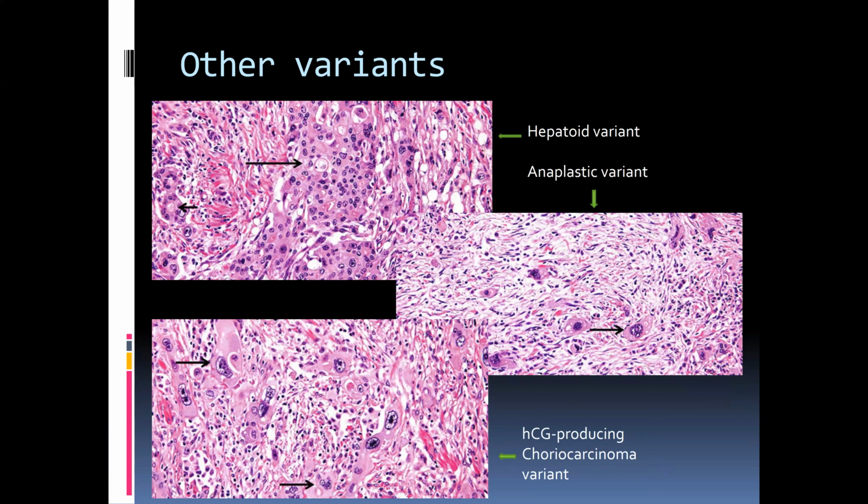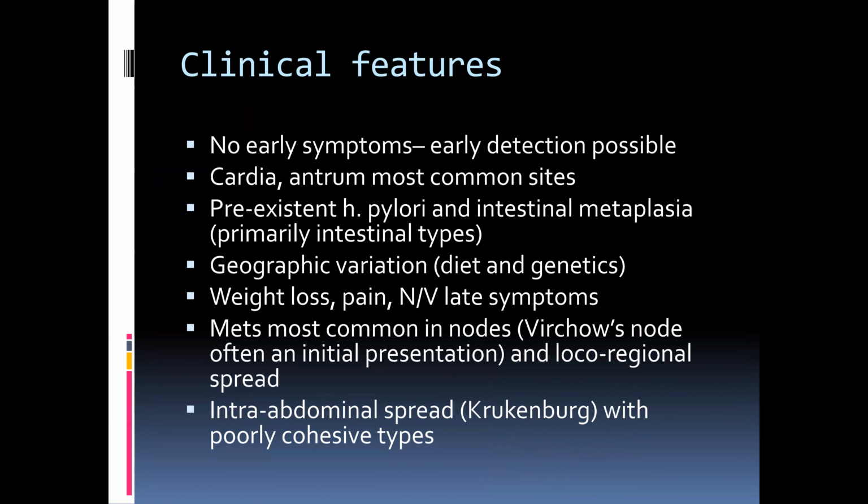There are other variants. Here's a nice example of the hepatoid variant that I mentioned. And here's a very anaplastic variant. This one here on the lower left was actually an HCG producing choriocarcinoma variant. So that was quite an unusual picture. In terms of clinical features of gastric carcinoma, there oftentimes are no early symptoms. The stomach is a rather large dilated organ. It's not going to be obstructed early. It certainly may ulcerate and so forth, but sometimes that doesn't always produce symptoms.